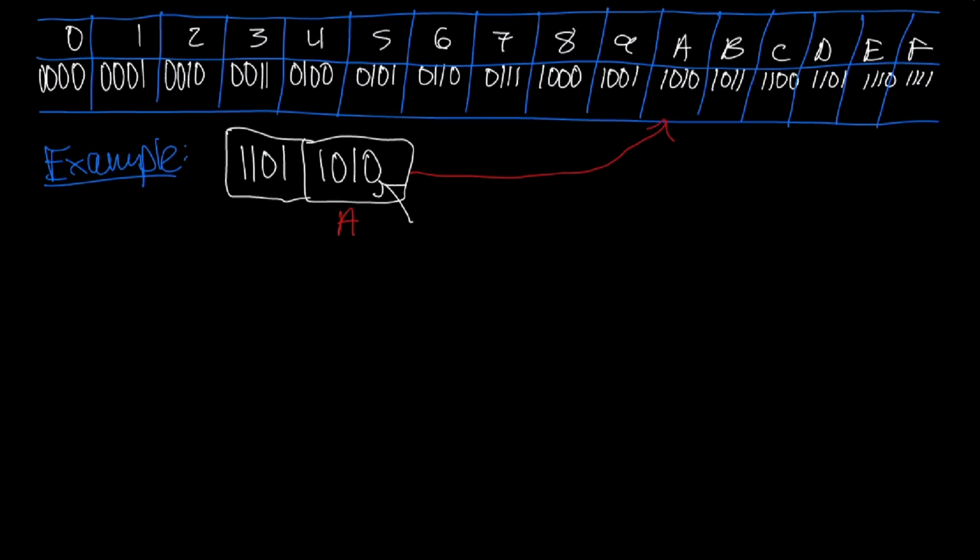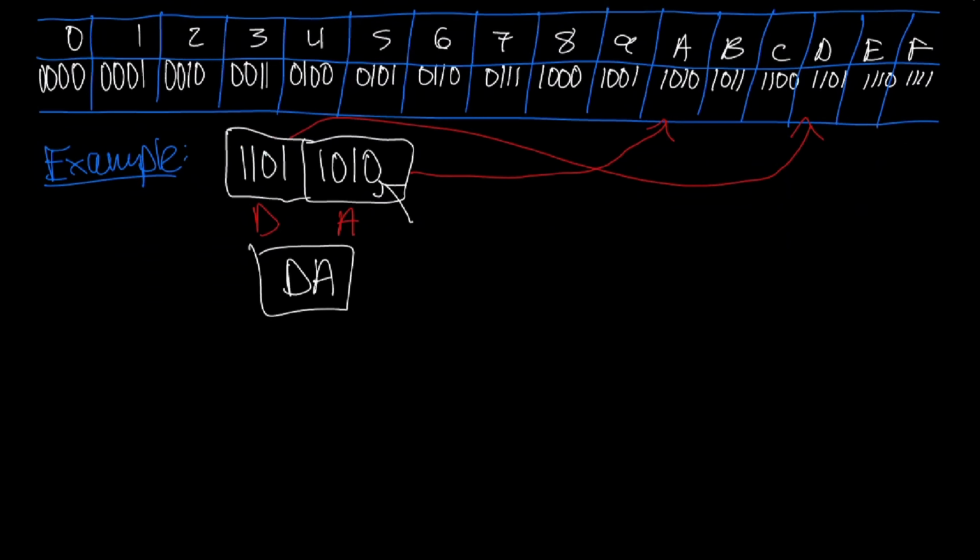And then looking at the other one, we're going to look for 1101. And that is actually our D way over here. So we can write D here. And now we know that this binary number is just DA in hexadecimal. Super easy, super quick. 2 characters instead of 8, and the conversion took about 2 seconds.